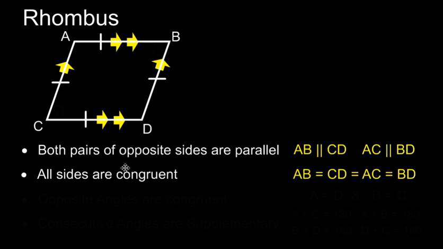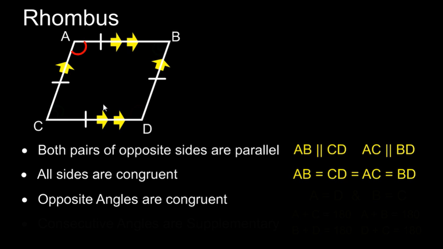But just like a parallelogram, because it's slanted, the opposite angles are going to be congruent. So A is going to be congruent to D, and C is going to be congruent to B. But obviously B and C are acute and A and D are obtuse, so the red angles are not congruent to the green angles.